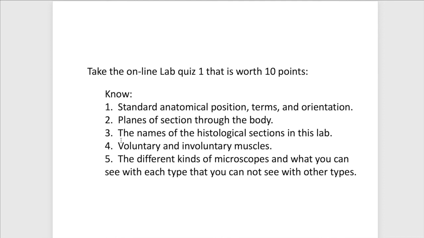Tell me of the muscle types, which ones are voluntary, which ones are involuntary, and what does that mean? What does it mean when muscle is voluntary? What does it mean when muscles are involuntary? Know the different kinds of microscopes: light microscope, scanning electron microscope, transmission electron microscope. What can you see with each type of scope, and what can you not see with each type of scope?